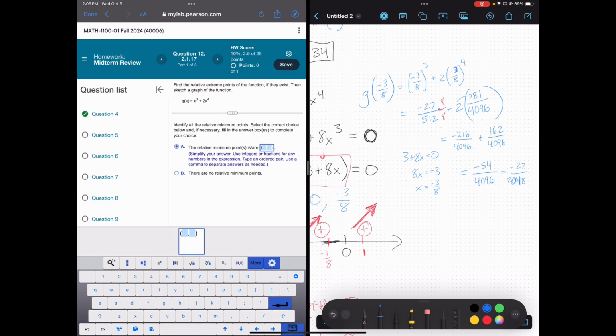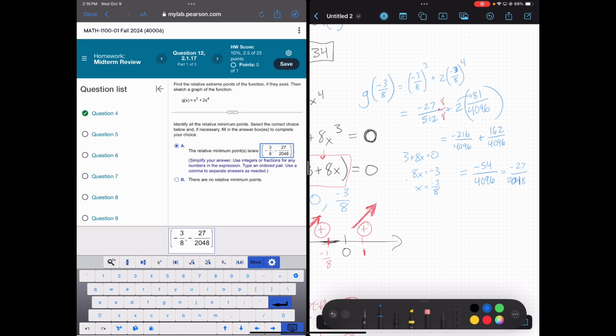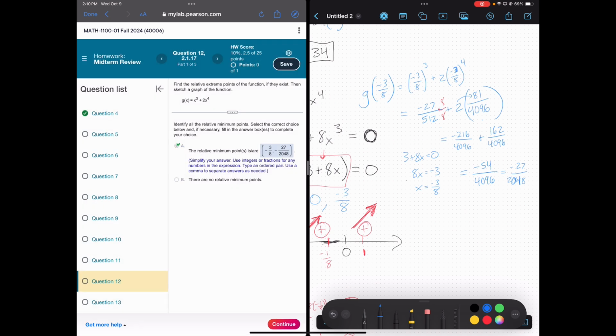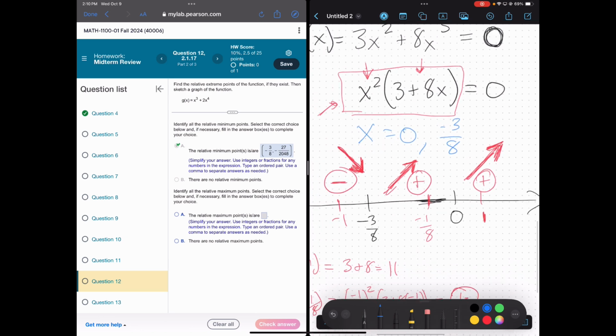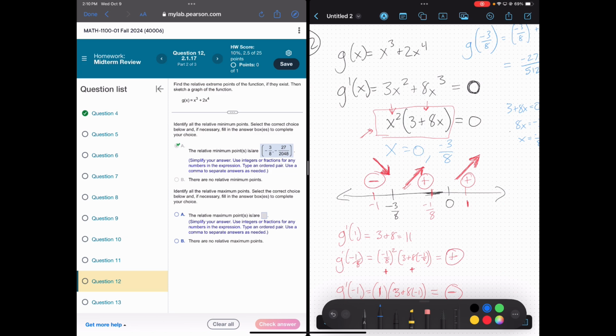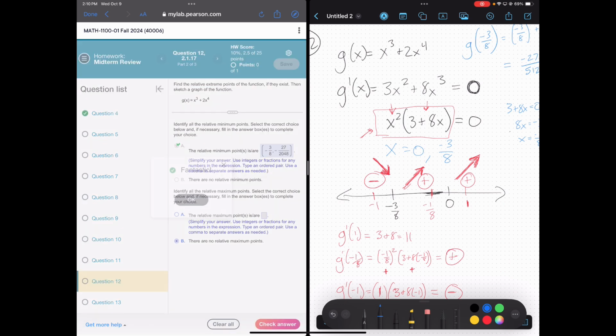Make sure we got the right thing. So my x value is negative fraction 3 over 8. And my y value is negative fraction 27 over 2048. Very nice. The reason why I wanted to make sure and do that is because what's my relative maximum? There is none, right? We only had the 2 critical points. One of them was a minimum, but 0 was neither. It wasn't a minimum or a maximum, which means I'm left with no other possibilities for a relative max. There is no relative maximum.